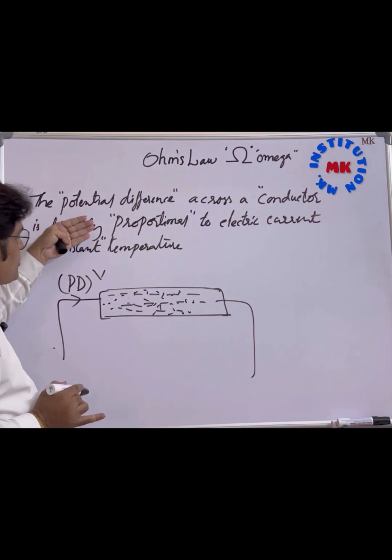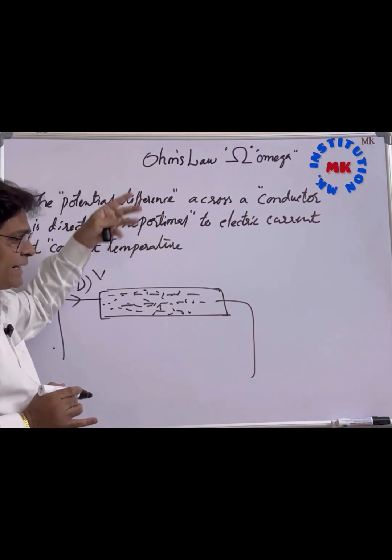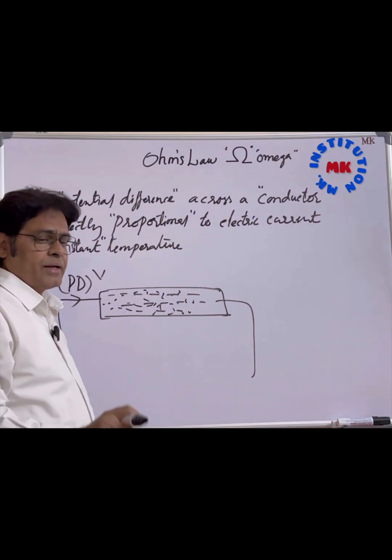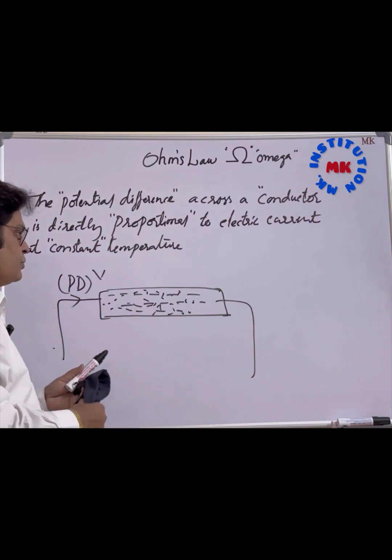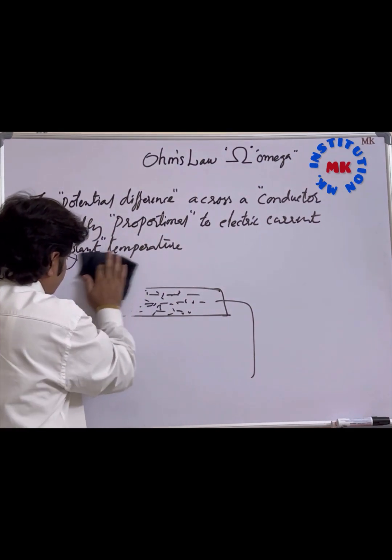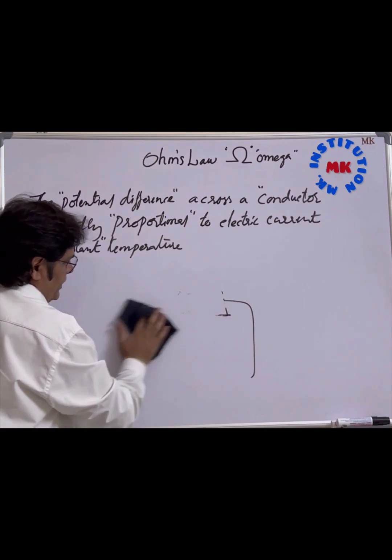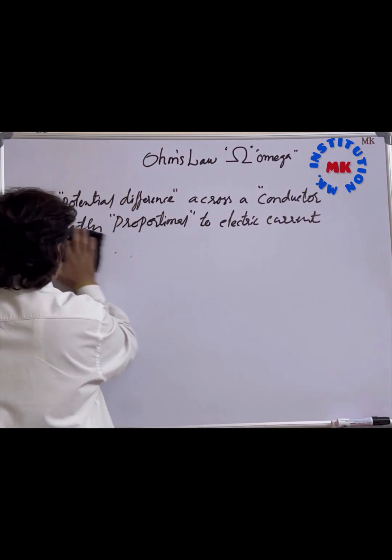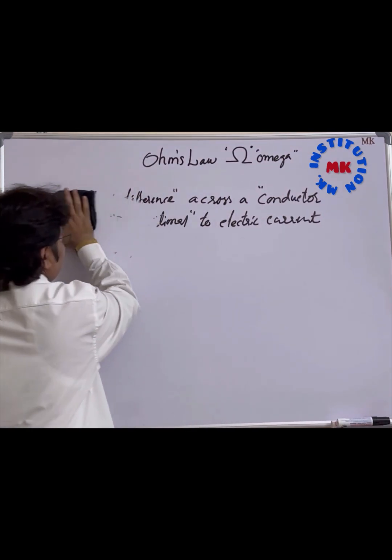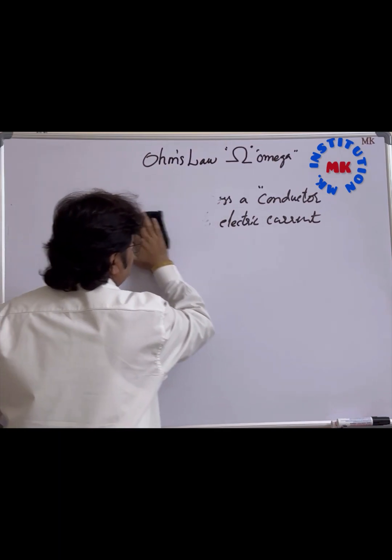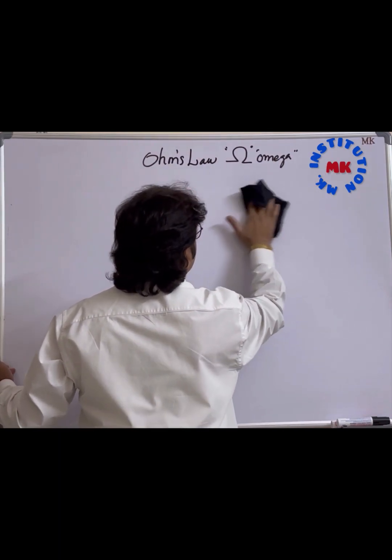Clear? Now, based on Ohm's law, one activity is there. We'll do one activity now based on Ohm's law. It is a 6 marks activity. This definition of the law carries 2 marks. The symbol of Ohm's law is this one, omega.